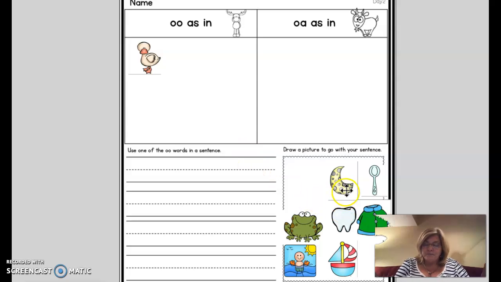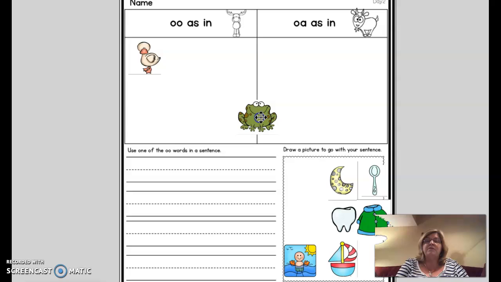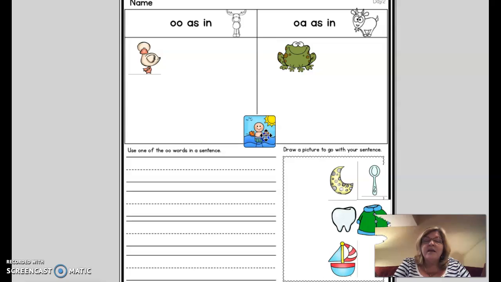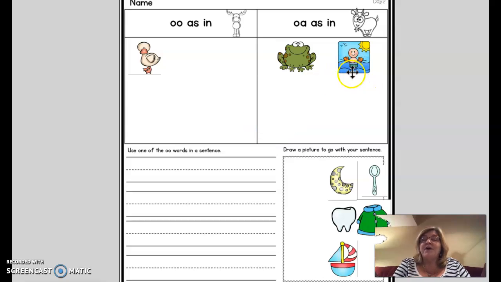Here's the next one. It is a toad. T-oad. Toad, moose, toad, goat. T-oad. There we hear the o sound in it. Oh, this boy. He is floating. Float. Fl-oat, float, oat, float, goat. If I would have said that that was pool, it would have ended up over here, but it's float.